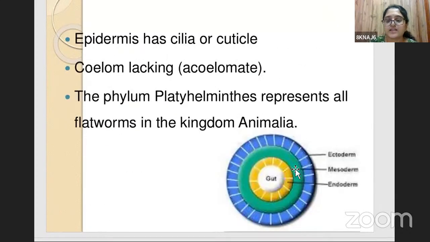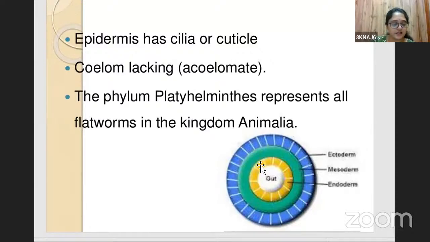So again, as you see, this is the outer ectoderm. You have the middle mesoderm, which is a complete layer altogether. And then you have the endoderm, which is surrounding the gut. Another feature is that they are all bilaterally symmetrical in nature. So you can cut them longitudinally, and they're all flattened dorsoventrally. That is why they're known as flatworms.